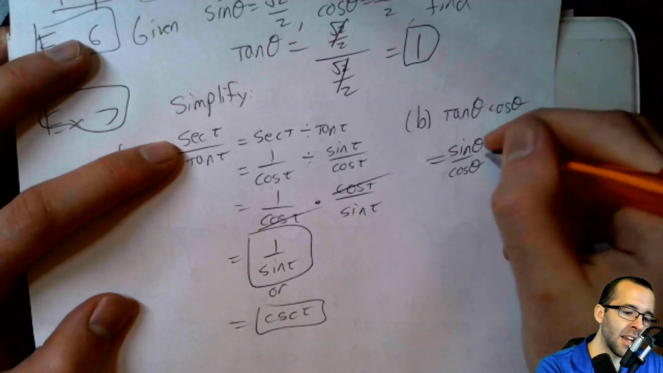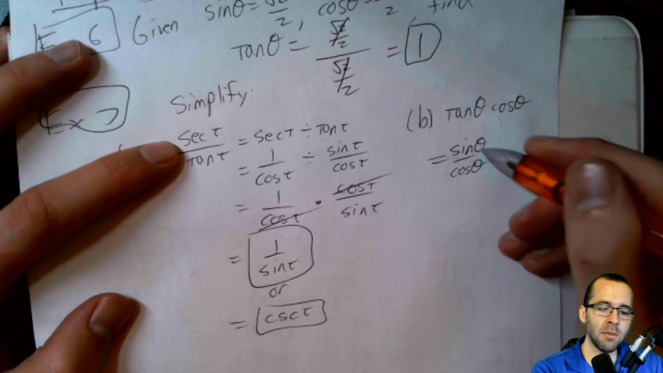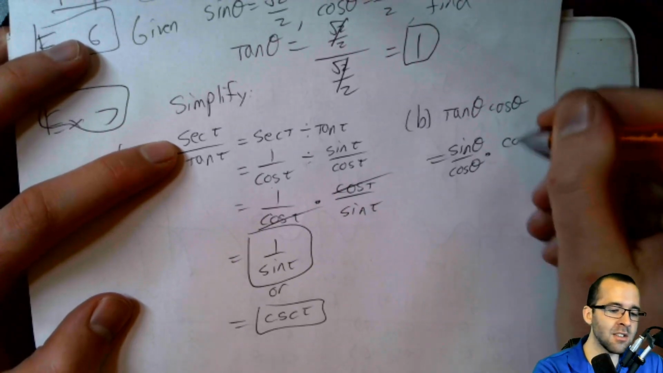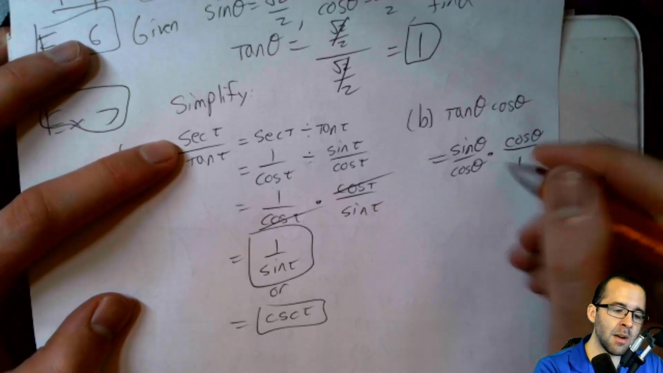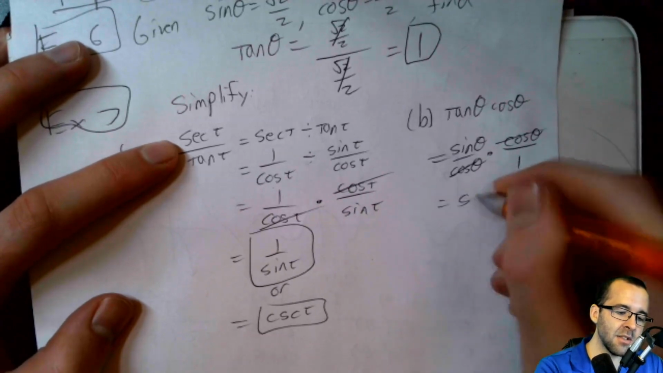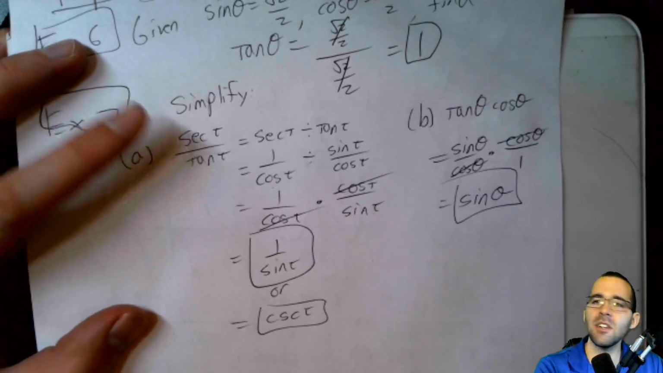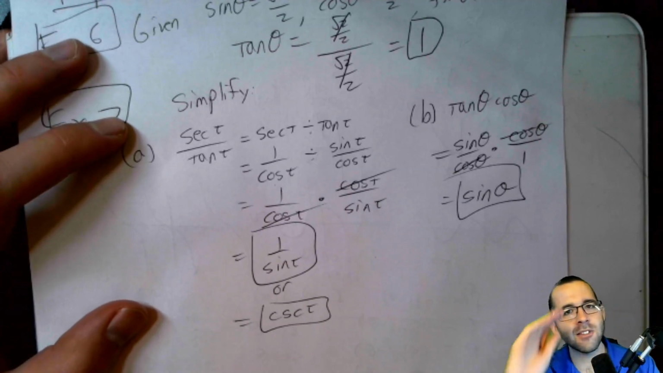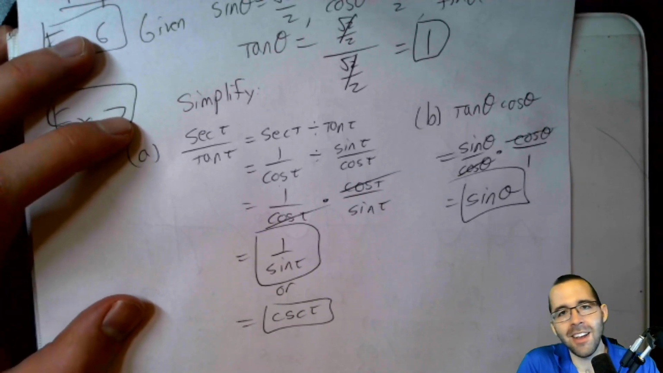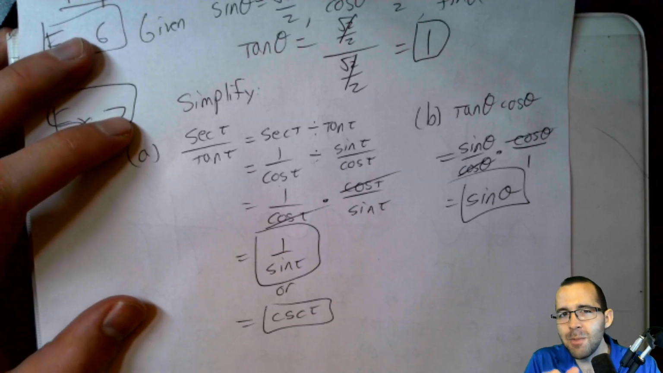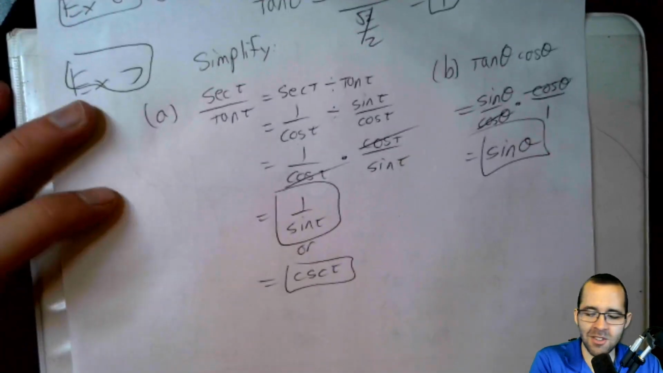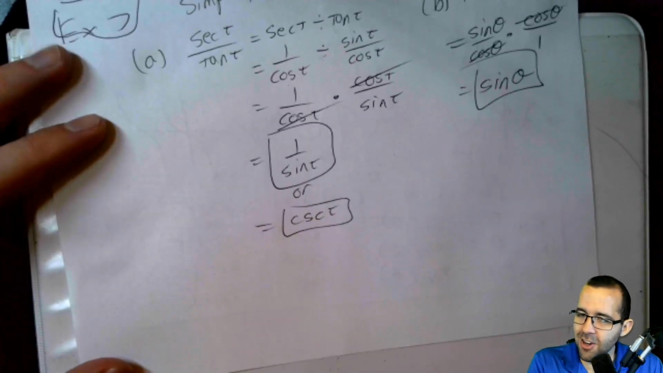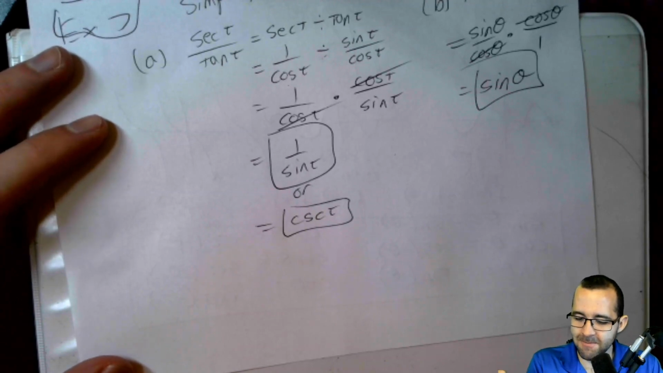Okay? And then again, it's getting multiplied by cosine. Multiplying a fraction by something that's not a fraction, well, let's make it a fraction. Divided by 1, cosines cancel, and we get sine of theta. So that's super easy. Simplifying trig expressions, super easy so far. It'll get harder in chapter 9, but you have been introduced to it. We're just kind of starting you off with baby steps.